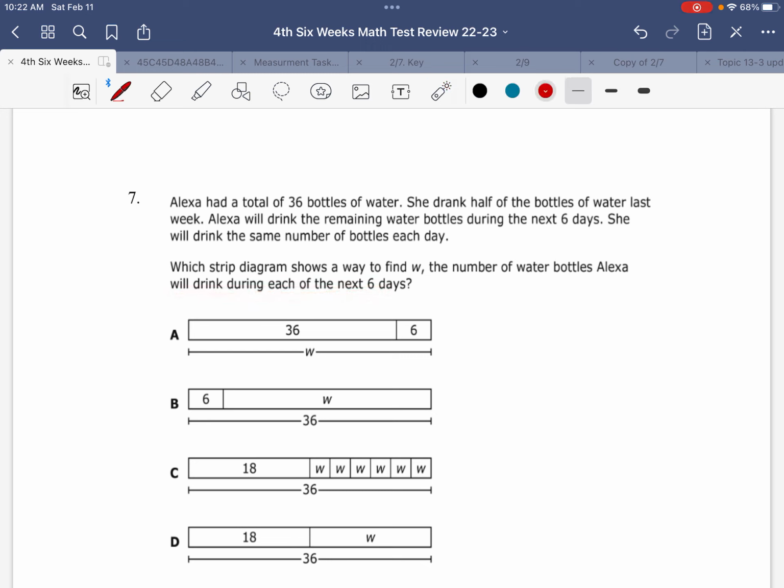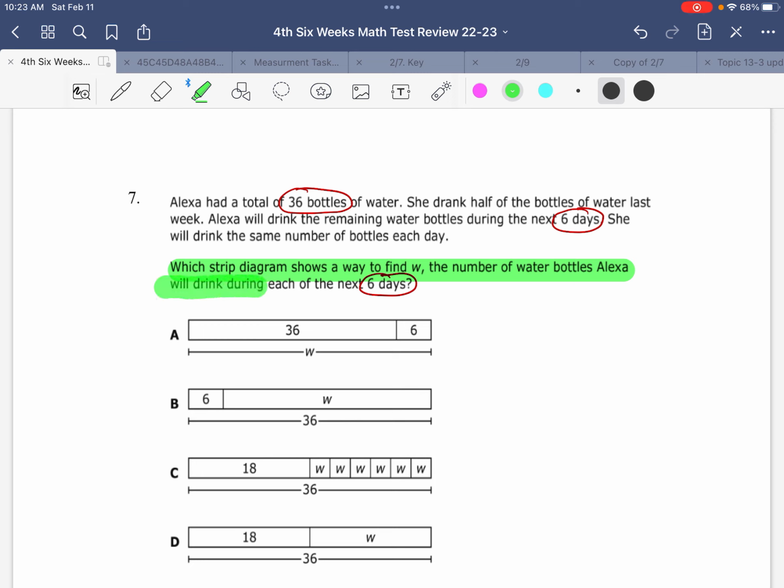I'm going to do my cubes, circle my important numbers. 36 bottles, 6 days, and it's repeating it again, so the 6 days. Underline my question: which strip diagram shows a way to find W, the number of water bottles Alexa will drink during each of the next 6 days.